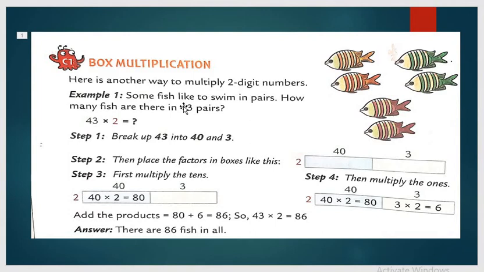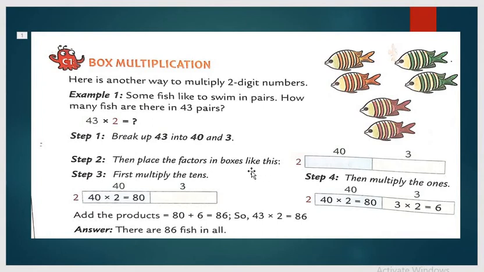Got my point, all students? How many fish are there in 43 pairs? So 43 multiplied by 2. Step 1, break up 43 into 40 and 3. Understood? Here a pair means 2. So step number 1 is to break up 43 into 40 and 3. Step number 2, let's check here.